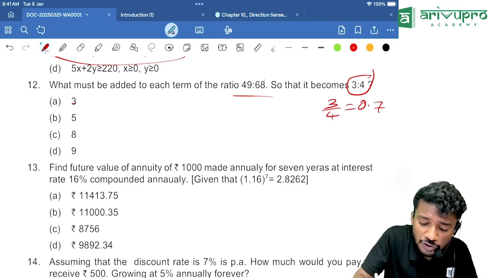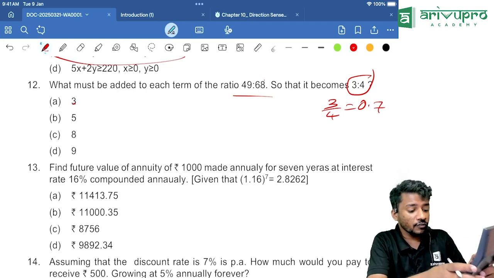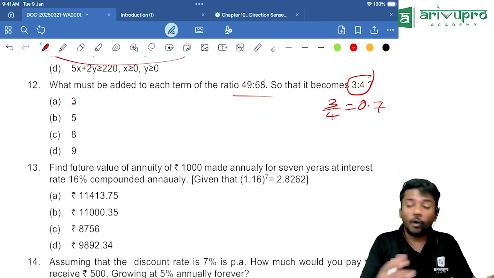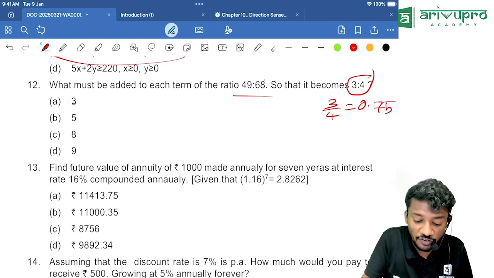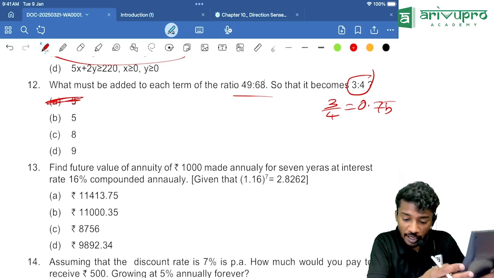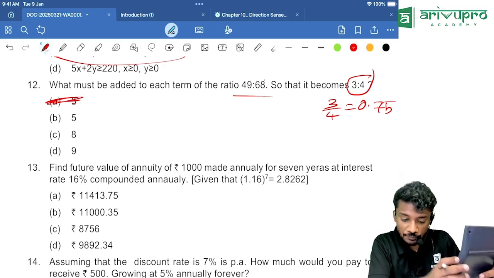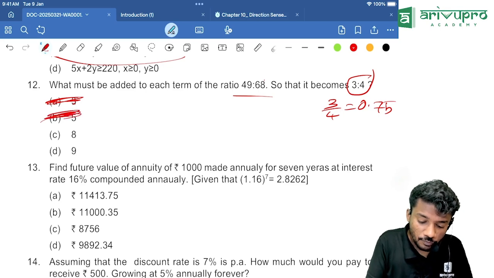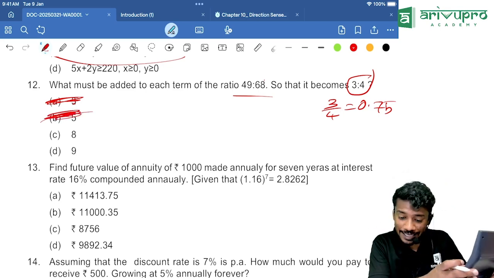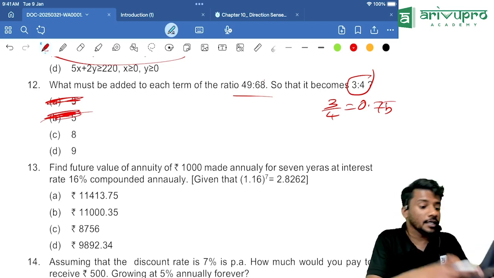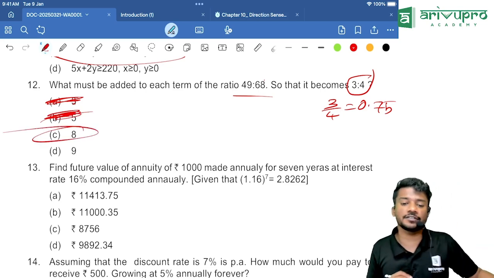So add the first option to the 49. That means 52 divided by 71. How much is it? 0.73. Is that equal to 0.75? No. Try say option B. That is 54 divided by 73. How much is it? 0.73. Yes. Then try 8. 8 will be 57 divided by 76. Yes, 0.75. Option C is our answer.